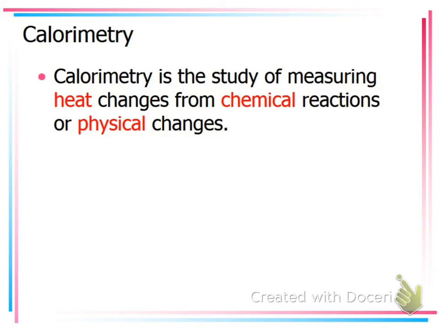Calorimetry is the study of measuring heat changes from chemical reactions or from physical changes. Back on the lab tables, you see those little silver cylinder-looking things. Those are your calorimeters. Okay. There's all kinds of calorimeters. The simplest kind is a coffee cup calorimeter, which is basically taking 2 coffee cups and putting them together, and now you have a coffee cup calorimeter. Woo, fancy.